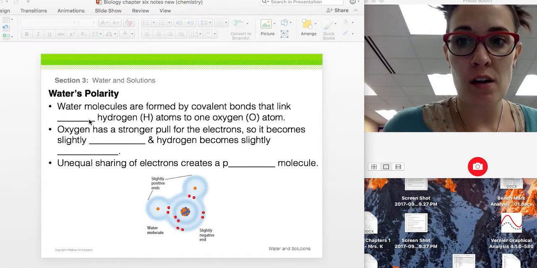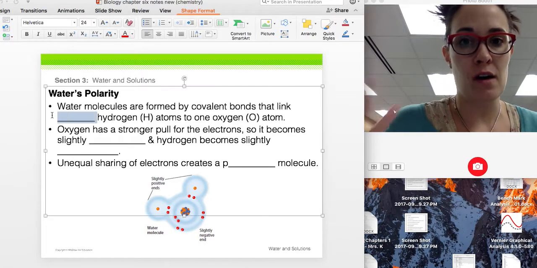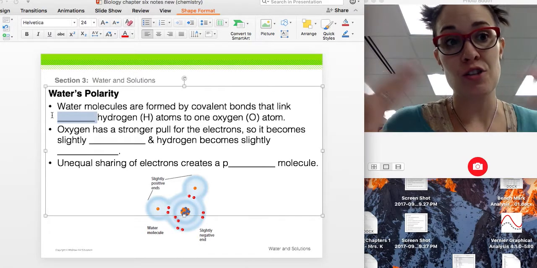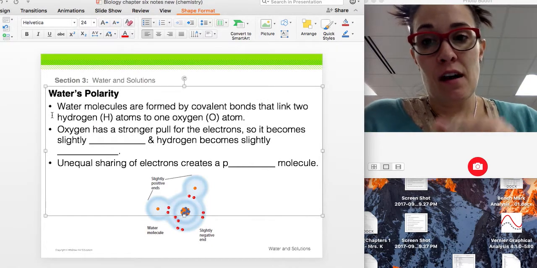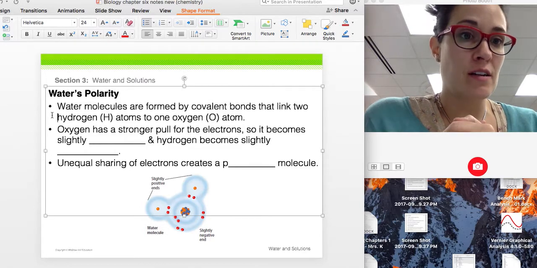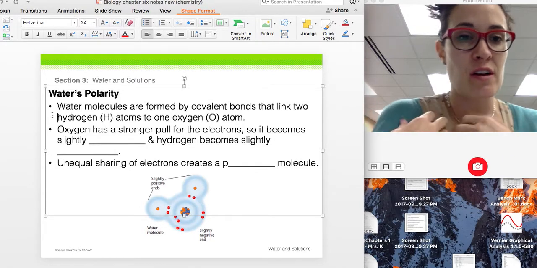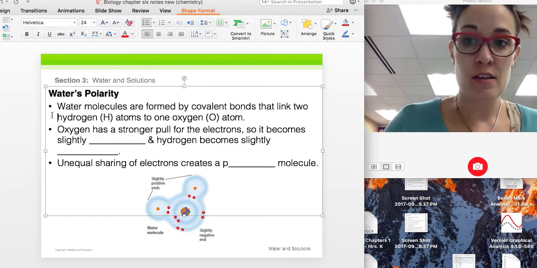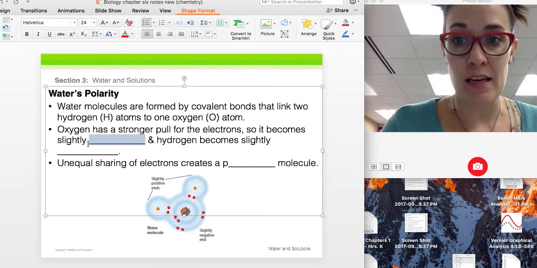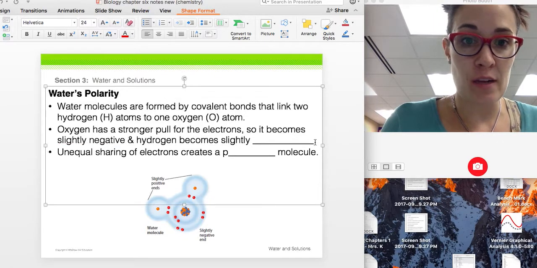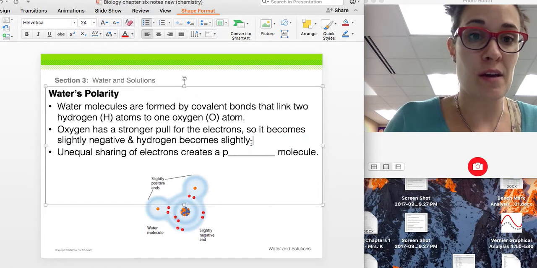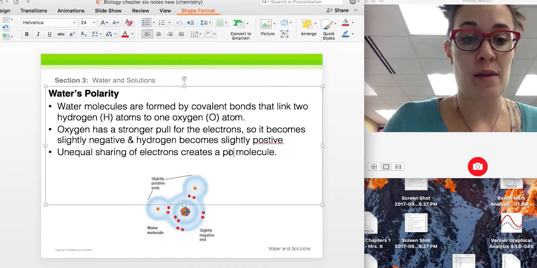Water molecules are formed by covalent bonds holding the oxygen to the hydrogen. So it links two hydrogens to an oxygen. Oxygen has a stronger pull for electrons, so it pulls more of the electrons towards itself when it's sharing the electrons. Because of that, it becomes slightly negative, and the hydrogens consequently get less of the electrons, so they become slightly positive. This creates an unequal sharing of electrons that makes water a polar molecule.